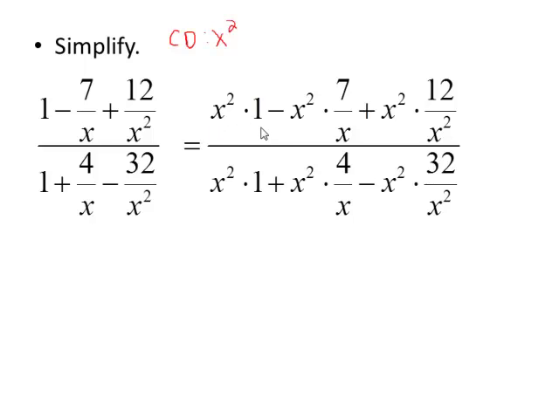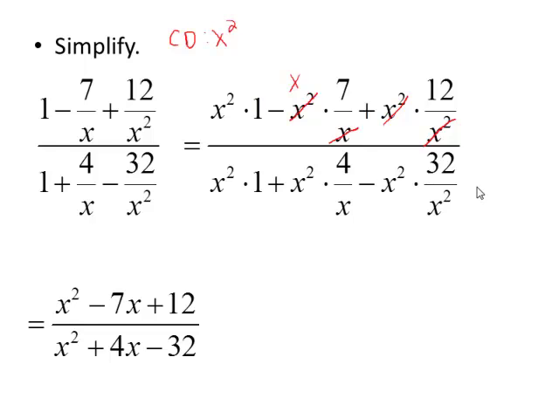X squared times 1 is just x squared. In the second product, x squared and x reduce to simply be x. X times 7 will be 7x. For the third product, x squared and x squared completely cancel out, leaving us with just 12. In a similar fashion, the denominator will be x squared plus 4x minus 32.